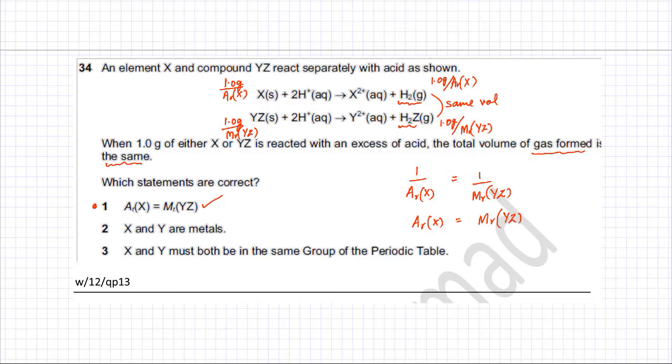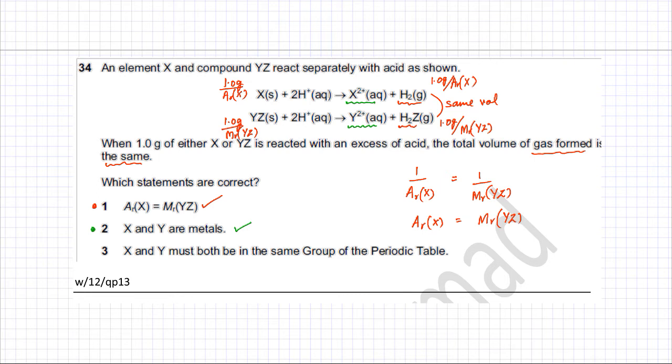Now we are going to move to the second statement, which is that X and Y are metals. Now if you look at the reaction, you would notice that X is a positive ion and Y is also a positive 2+ ion, which means positive ions are formed by metals. Hydrogen is one exception. Hydrogen also forms a positive ion. So positive ions are formed by metals. So in aqueous state, metals form positive ions. So this statement is very likely to be correct. So X and Y are going to be metals because they're forming positive ions.